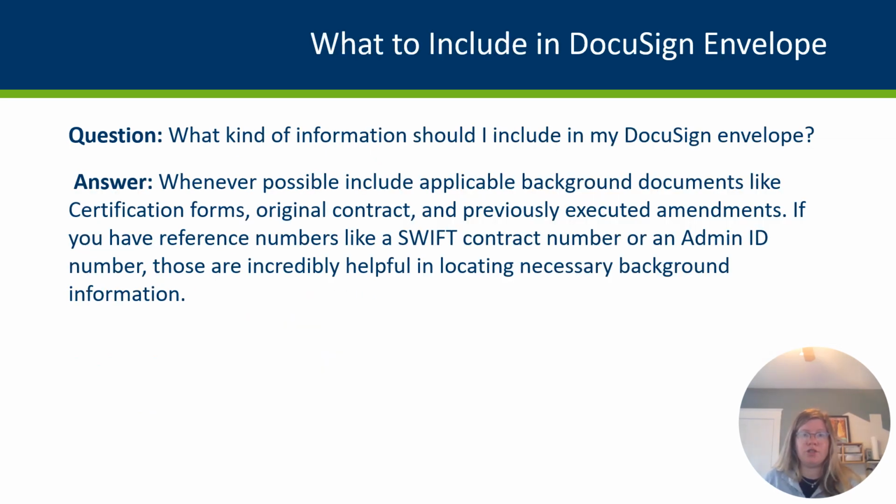What kind of information should I include in my DocuSign envelope? Whenever possible, include applicable background documents like certification forms, original contract, and previously executed amendments. If you have reference numbers like a SWIFT contract number or an admin ID, those are incredibly helpful in locating necessary background information. We save and store courtesy copies of your documents. We do it for our reference and in case you need the documents at a later date. If we have copies of your documents and they are not in the envelope, we will try and locate them, but it is much faster for you and everyone if they are included in the envelope.